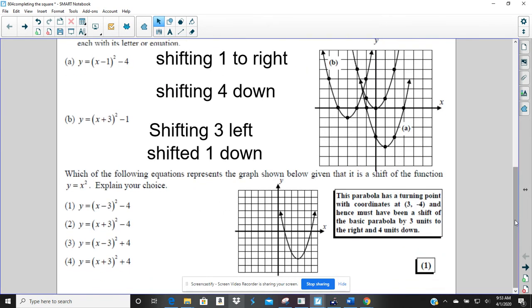Question 3, I guess it is. They want you to know what's happening. So look what's happening here. It moved 1, 2, 3 over to the right, which means it's going to be counterintuitive. It's going to be negative. So it's going to be x minus 3 squared. And then it moved 1, 2, 3, 4 down, negative 4. So the correct answer is 1. Next page.